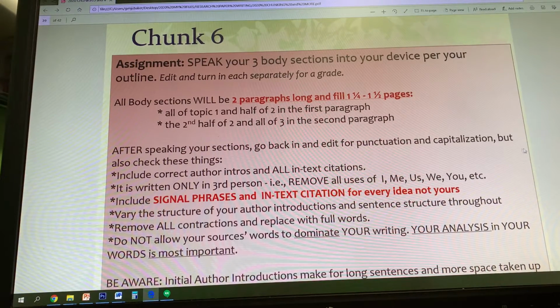Chunk 6. So in chunk 5, you created your conclusion and then your introduction. Chunk 6 is the same process. So you're going to speak your 3 body sections one at a time into your device, and then you're going to edit. Each one of those is turned in separately for a grade.